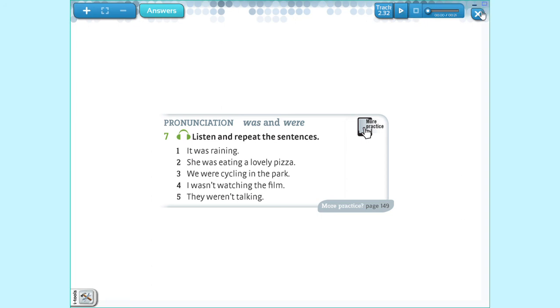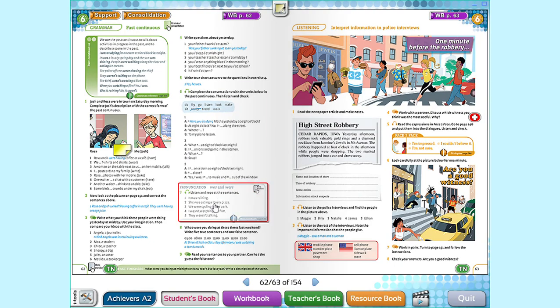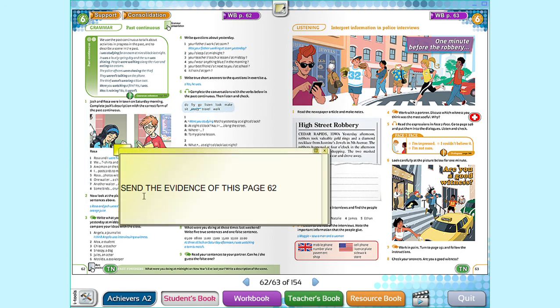Okay. So basically this is all for today. Remember that you have to send the evidence of this page 62. You complete it and then you take a picture and send it to the coordinator.